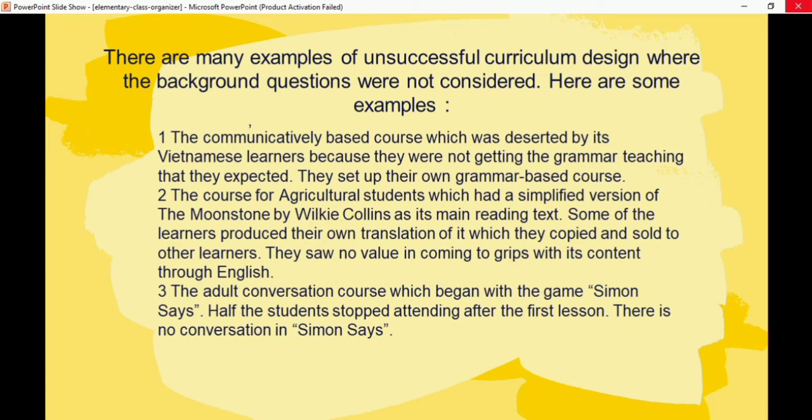And the third, the adult conversations course, which began with the game Simon Says. Half the students stopped attending after the first lessons. There is no conversation in Simon Says.